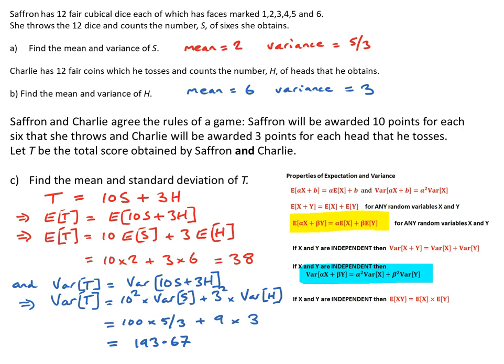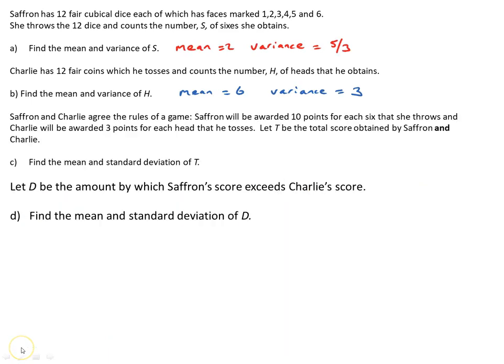However, we're asked for the standard deviation of T, not the variance of T. We just need to remember that the standard deviation is the square root of the variance. So the standard deviation of T is 13.92. To finish the question, we have to find the mean and standard deviation of D, where D is the amount by which Saffron's score, which is 10S, exceeds Charlie's score, which is 3H. So D is equal to 10S minus 3H.